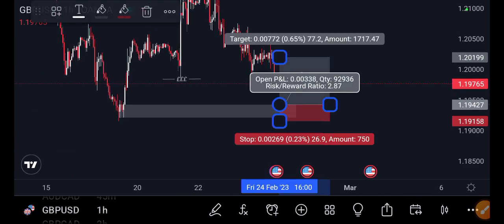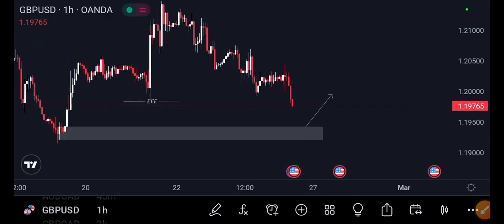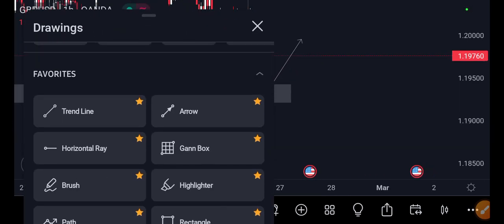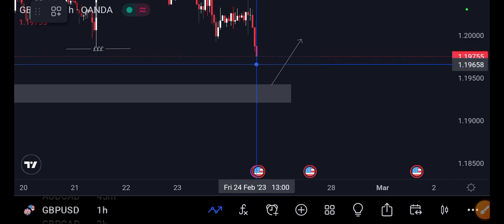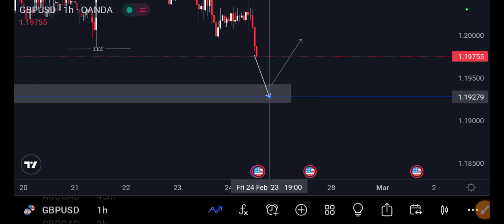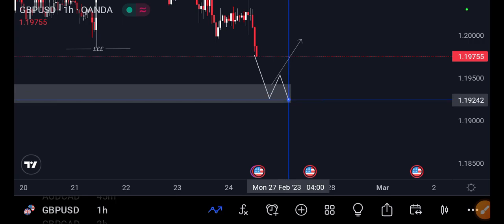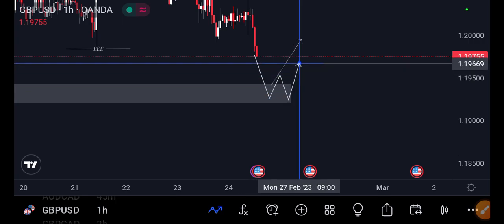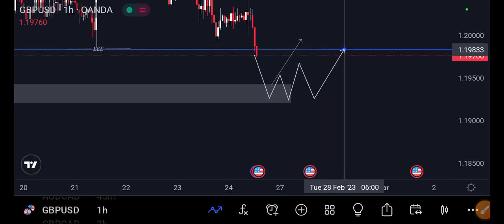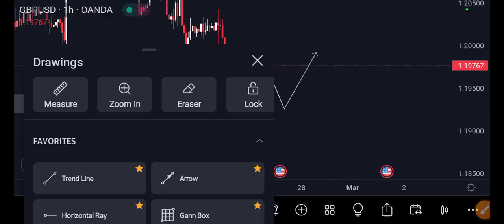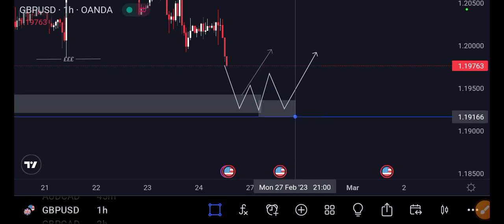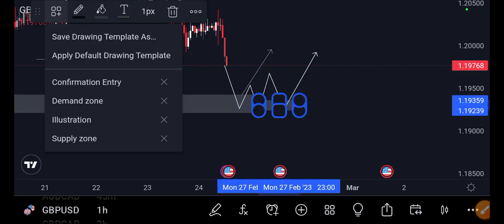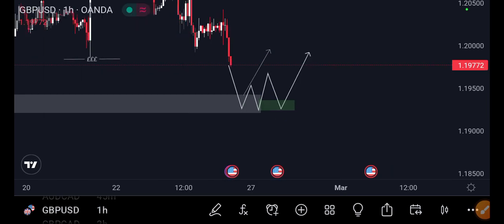And if you want to wait for a confirmation entry, you will go down to your lower time frame. And you wait for this move. When price enters, wait for this move, a break of structure, more like a change of character. Return to the order block and you buy from here. So this is where you enter from. This will be your confirmation entry.